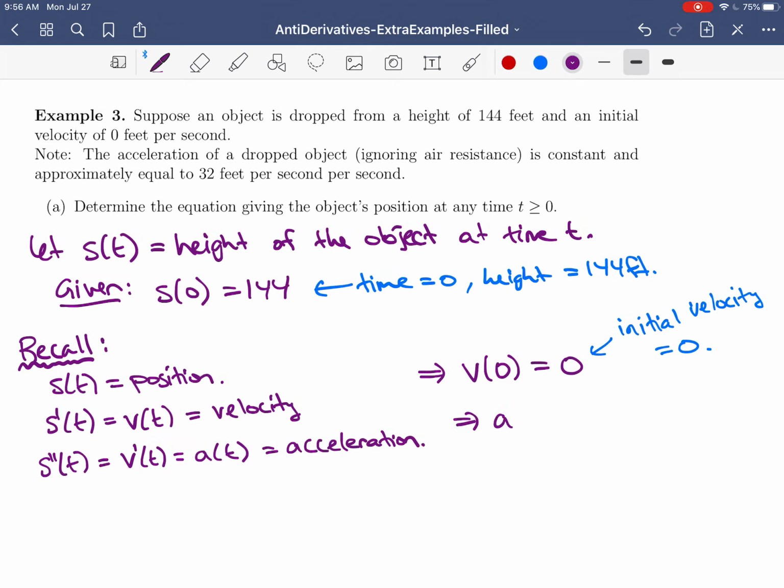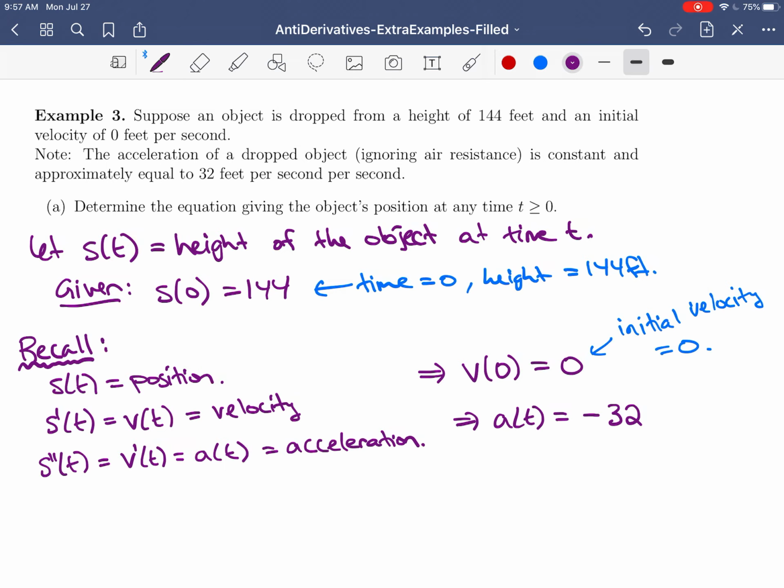Okay, and we also know they gave us this acceleration. So we know that a of t, for all t, is 32, but because the height is decreasing, the velocity is going to be negative, and the object's going to be speeding up, so the acceleration is also negative. So it's going to be negative 32, and that's for all t, because it's constant.